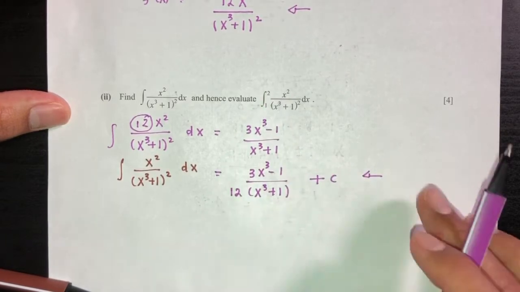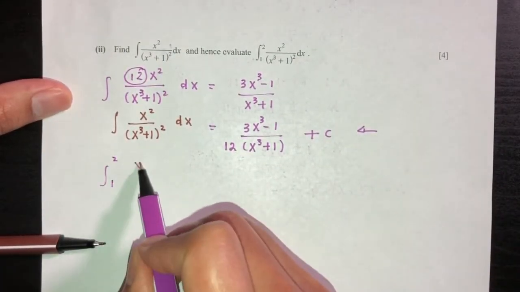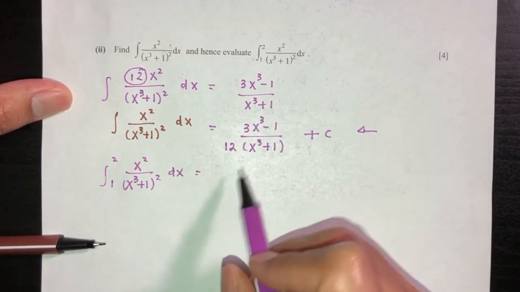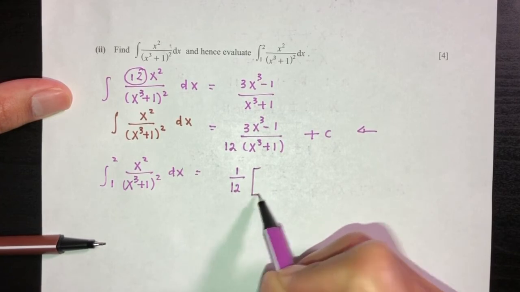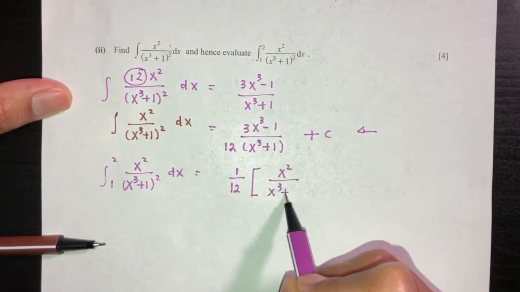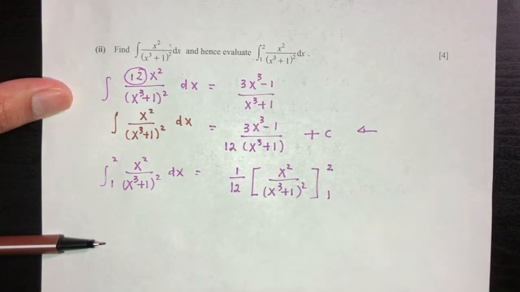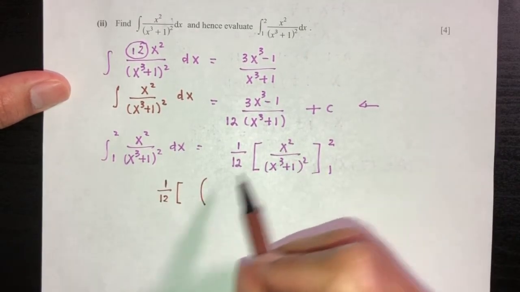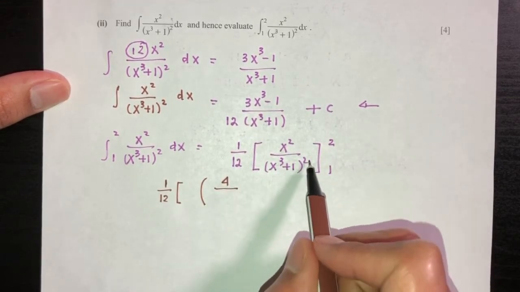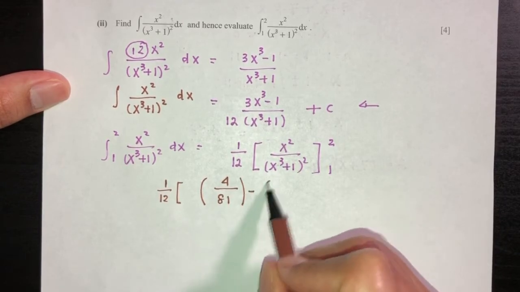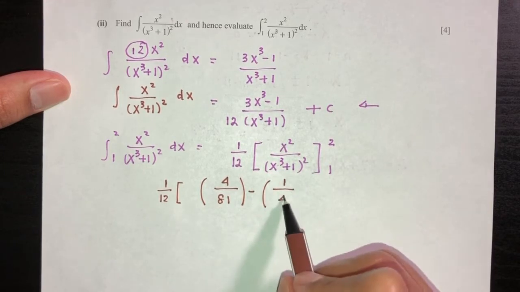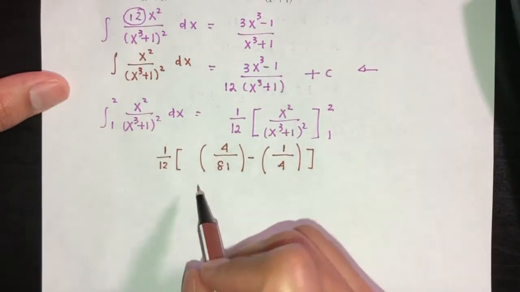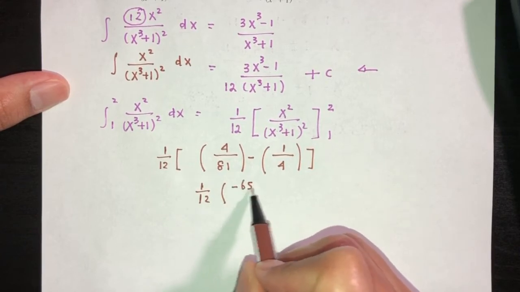Now we have to solve this for these limits. So this one will become the integral from 1 to 2 of x squared over x cubed plus 1 squared dx, that is 1 over 12 outside, times x squared over x cubed plus 1 squared, and the limits will be 2 and 1. Let's solve by one. First one will be the value of 2. You will have 4 over 8 plus 1 is 9, 9 power 2 is 81. Minus 1 over 2, 2 power 2 will be 4. So let's solve: 4 over 81 minus 1 over 4. That will be 1 over 12 times minus 65 over 324.